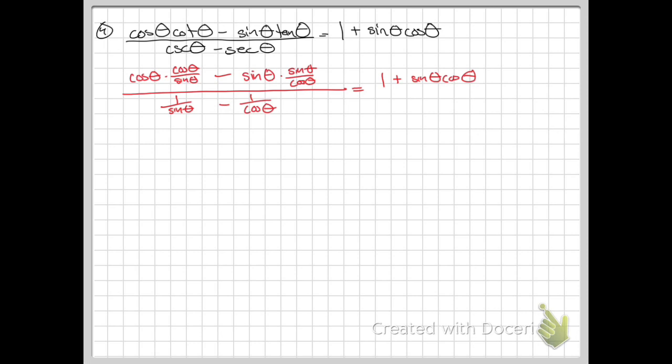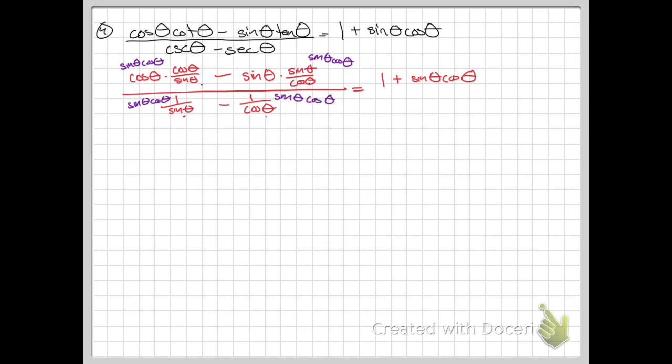Okay, get rid of all those fractions. Denominators, sine, cosine. So 1 of each. Sine theta, cosine theta. Sine theta, cosine theta. Sine theta, cosine theta. Sine theta, cosine theta.